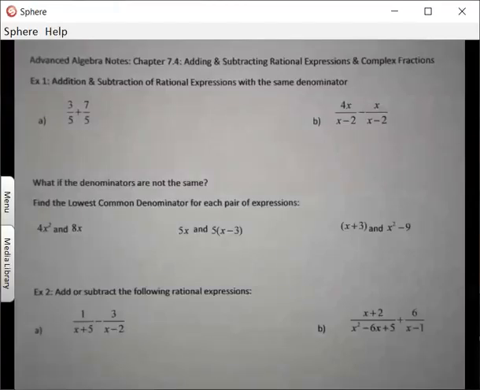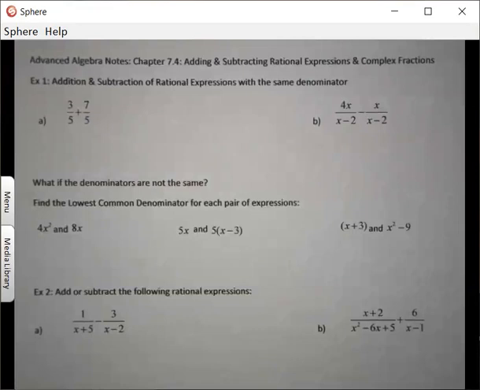So 7.4, I'm going to add and subtract rational expressions and do some complex fractions. Adding and subtracting rational expressions follows the same rules as adding and subtracting a regular fraction. Before you can add or subtract a fraction, you have to have a common denominator.